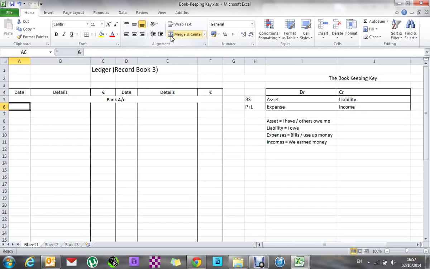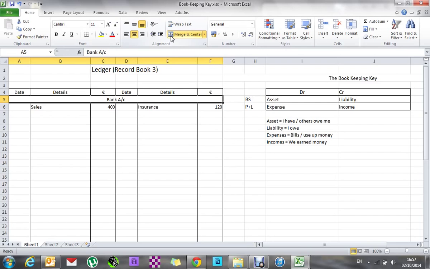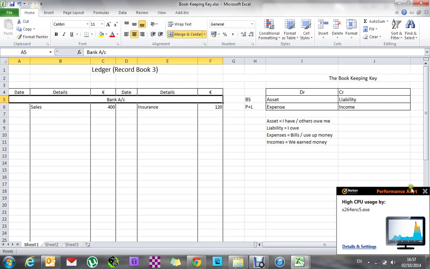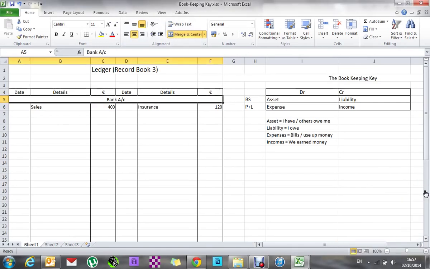So when we get money in, so we sell something, we have sales, and let's say it's €400. S-A-L-E-S, let's learn how to spell. Then we have insurance. So insurance is a bill, it's on the right hand side, and let's say it's 120. Now why is it on the right hand side? This bank account is an asset account. It's an asset because it's something I have. So therefore, the plus side of this asset account is going to be on the left side. The minus is going to be on the right side.